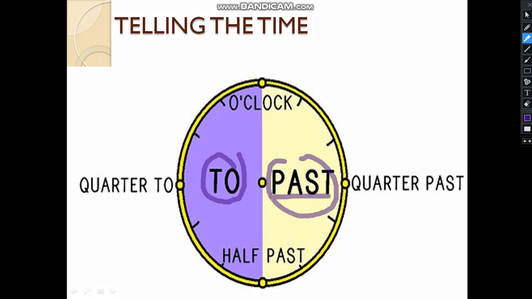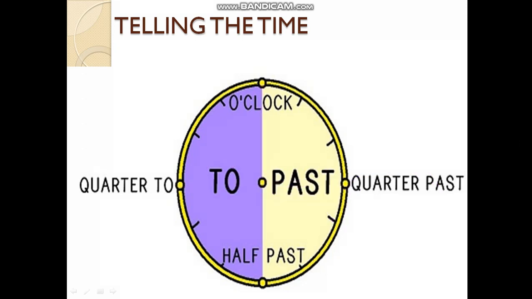We will use past when we tell the time in English for this part, the right hand part. And I have already discussed that this part is called quarter. This part is called quarter. This part is also called quarter.